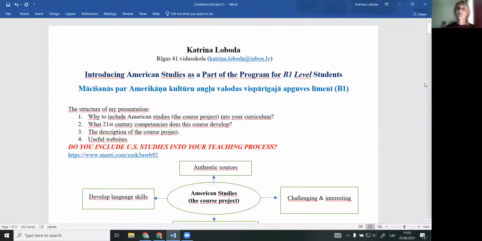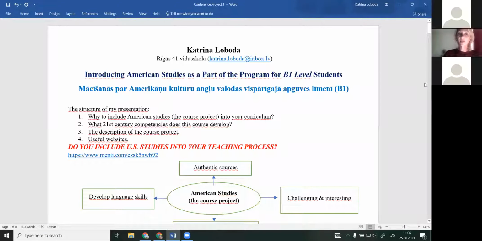So my name is Katerina Loboda, and today I would like to present my topic, Introducing American Studies as a part of the program for B1 level students. And shortly about myself, I've been teaching English for 18 years in Riga Secondary School number 41, and mostly I teach high school students, senior form students, and I consider incorporating additional materials such as British or American culture and literature into your program an important part of English language learning.